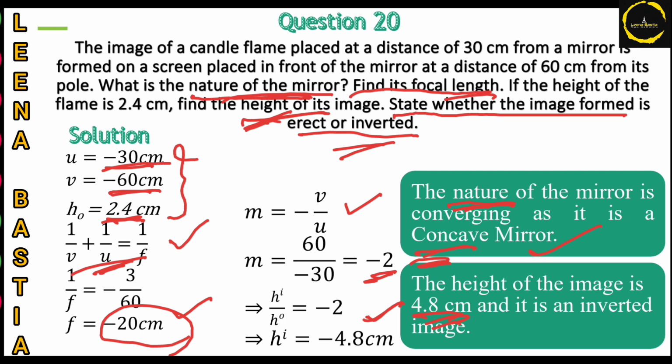If it is a real image, that means what? It will be inverted, because we already know that v is minus, so it is an inverted one in front of the mirror. And for inverted, you know that it is a concave mirror, and all this knowledge will help you find out the image nature. So just include the focal length in the answer. Here the focal length part was missed, so you just write it down in your answer.